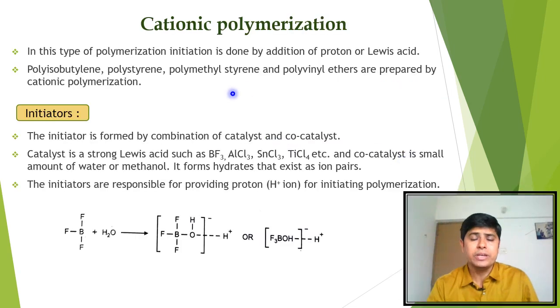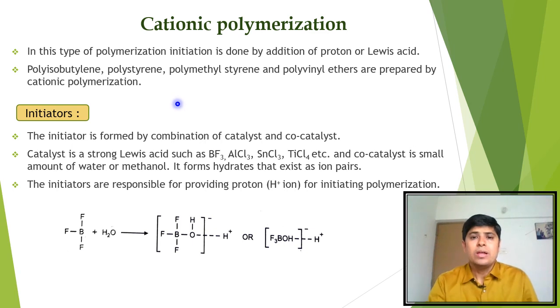Here we will continue with cationic polymerization. In this type of polymerization, initiation is done by addition of proton or Lewis acid. For example, polyisobutylene, polystyrene, polymethylstyrene, and polyvinyl ether are prepared by cationic polymerization.